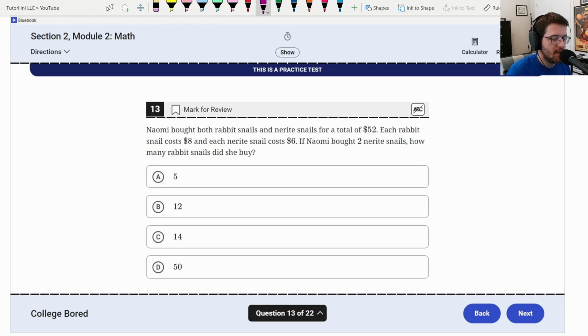Okay, question 13. So it says each rabbit snail costs $8. So I'm going to do 8r, for rabbit, plus each nerite snail costs $6. So 6n is equal to the total cost, which is $52. And then they tell us that she bought 2 nerite snails. So n is 2. So we're going to replace the n with a 2.